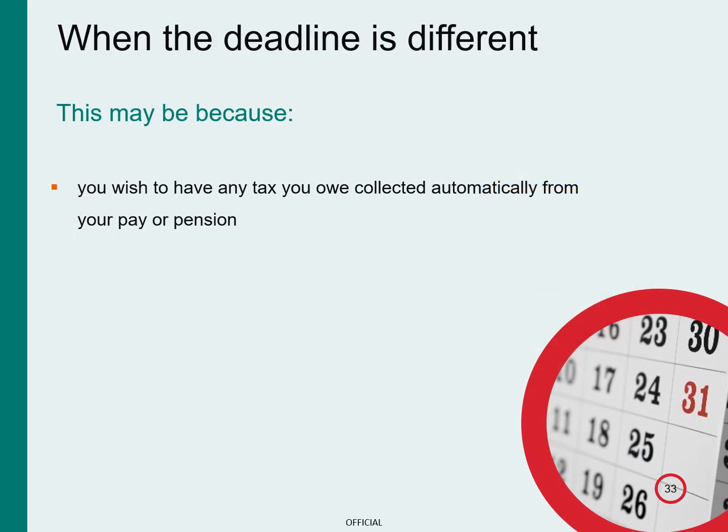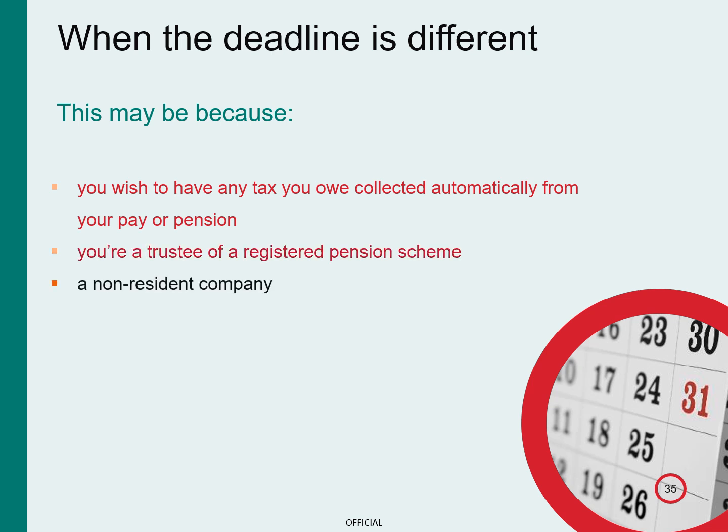The deadline for sending us your tax return is different in some cases. This may be because you wish to have any tax you owe collected from your pay or pension, you're a trustee of a registered pension scheme, a non-resident company, or HMRC advises you of a different filing date. Again, you can find more information on gov.uk.